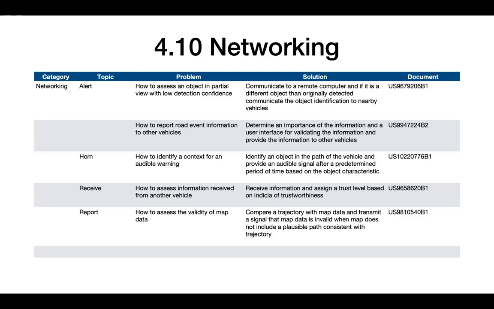How do I report road event information to other vehicles? I first want to determine the importance of the information, and I have a user interface for validating the information. So the person in the car will have to validate that, yes, that is a pothole in the middle of our lane, and then that information will be sent to other vehicles.